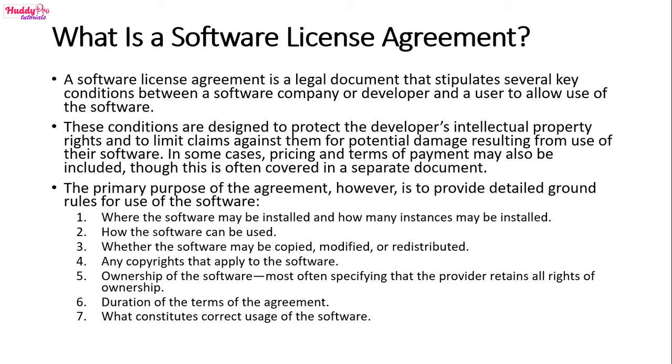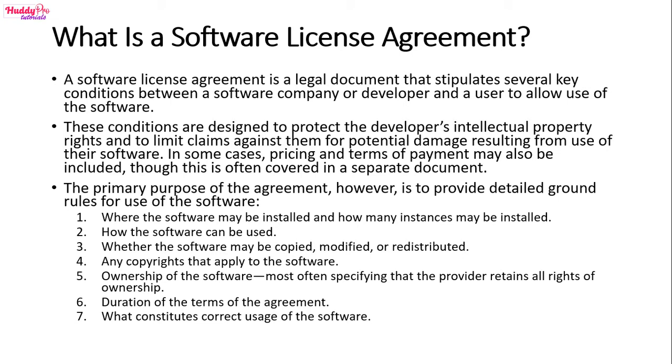So in some cases, the pricing and the terms of payment can be included as part of the software license agreement. Although this is not common, the pricing and the terms of payment are usually covered in a separate document. The primary purpose of the agreement is to provide the detailed background rules for the use of the software. And these are some of the examples of what the agreement is purposed to do.